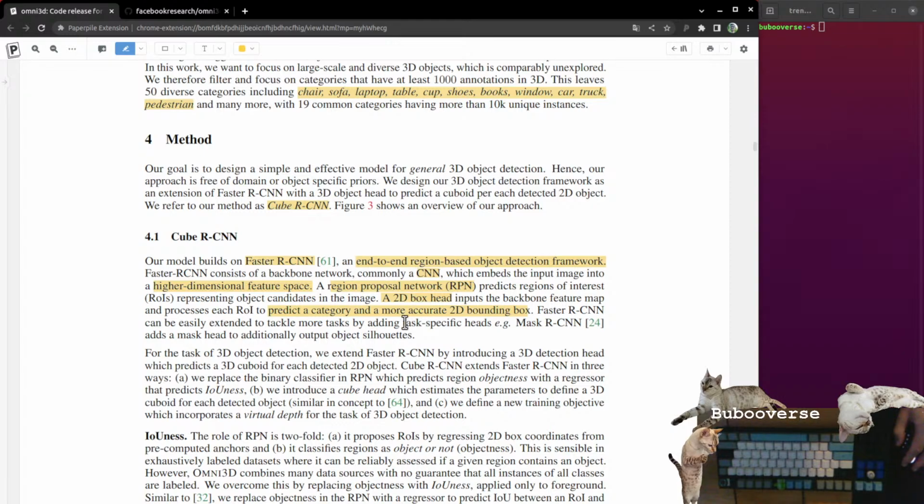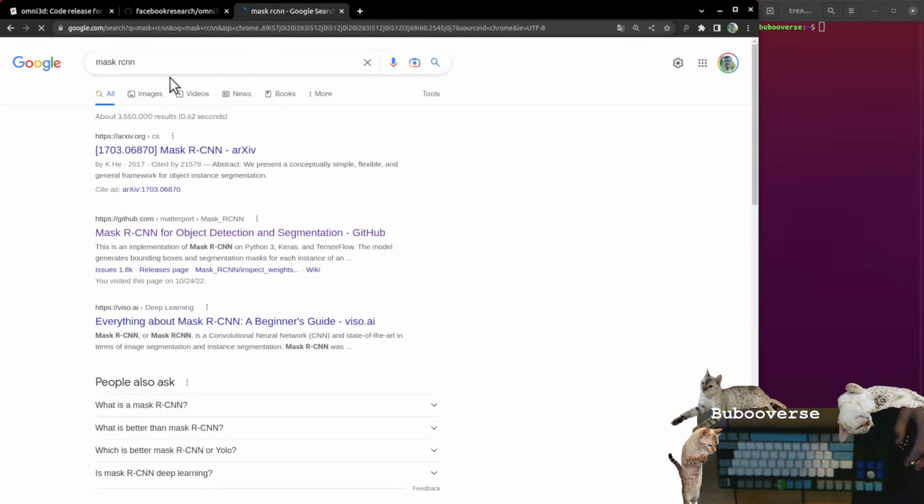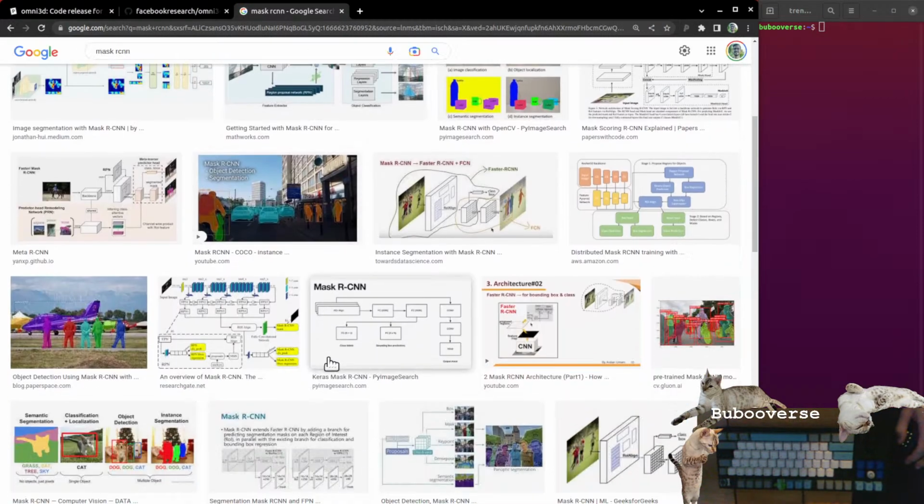And then you can have task specific heads, like Mask RCNN, which creates not just a bounding box, but a little mask. I think there's one particular picture with a cowboy that's famous here in the paper.